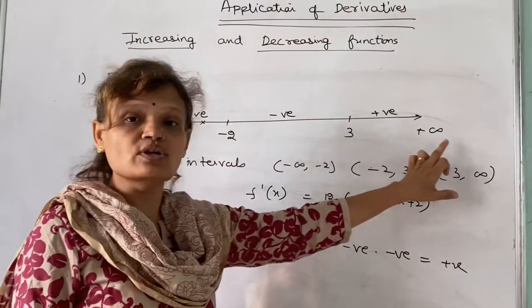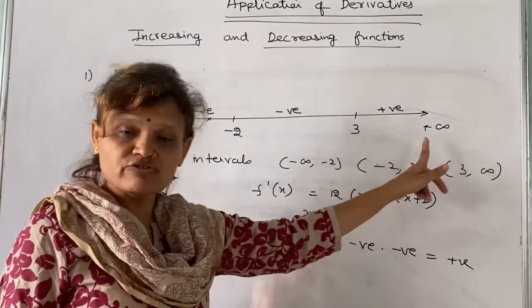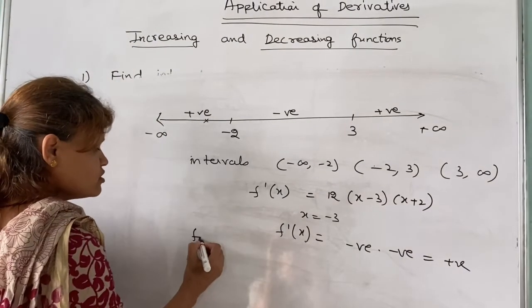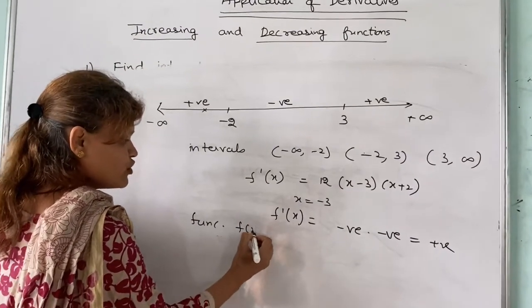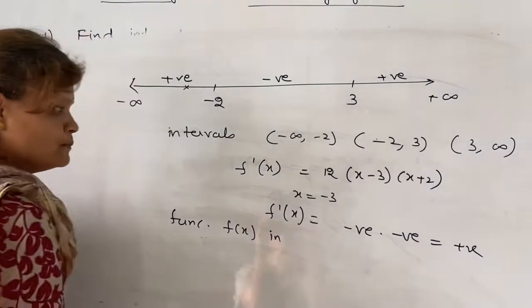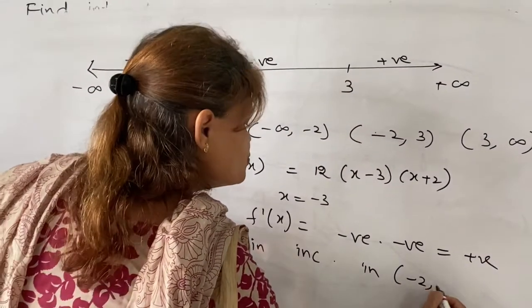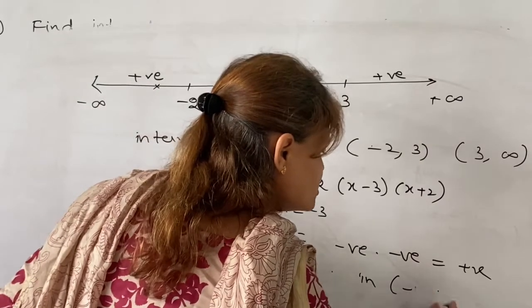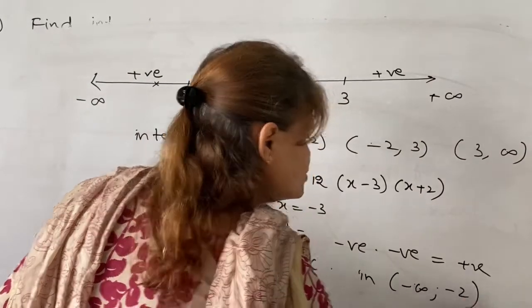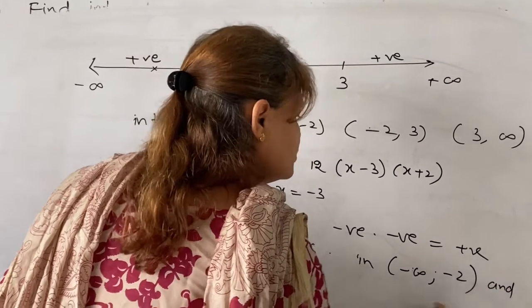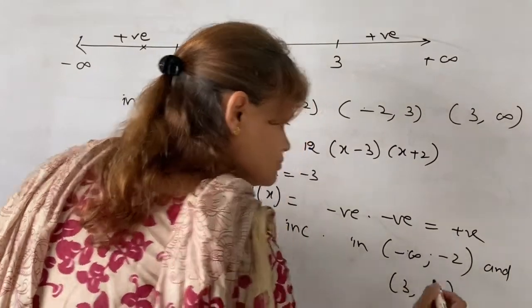Now you can just see here, in the interval minus infinity to minus 2 and the interval 3 to infinity, it is positive, meaning function is increasing. So you can write function f of x is increasing in minus infinity to minus 2 and 3 to infinity.